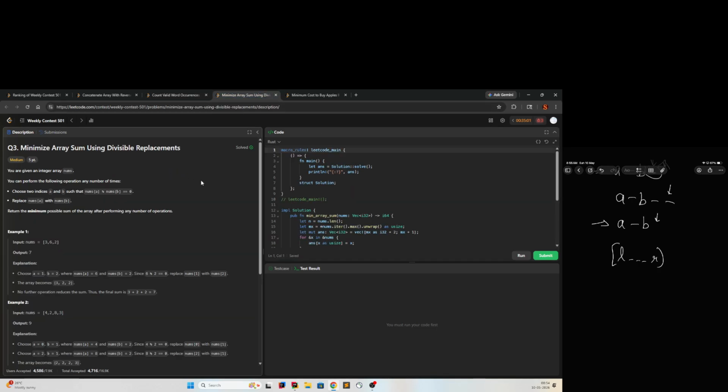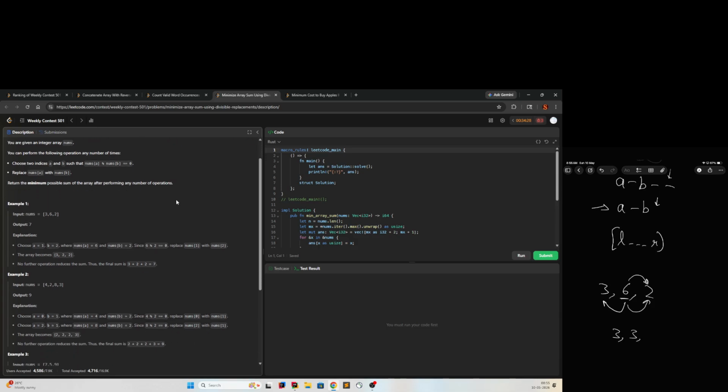Third one. Okay. So here we are given an array and we are allowed to choose two numbers in the array such that one is divisible by the other, and then we can replace the larger one with the smaller divisor, and then we have to tell the possible sum of the array. So if we see this first example 3 6 2, 6 satisfies this condition with both 3 and 2, but we will choose 2 because getting 2 is the smaller, better option here. We could have got 3 3 2 also, but that is not smaller. 3 2 2 has a smaller sum.